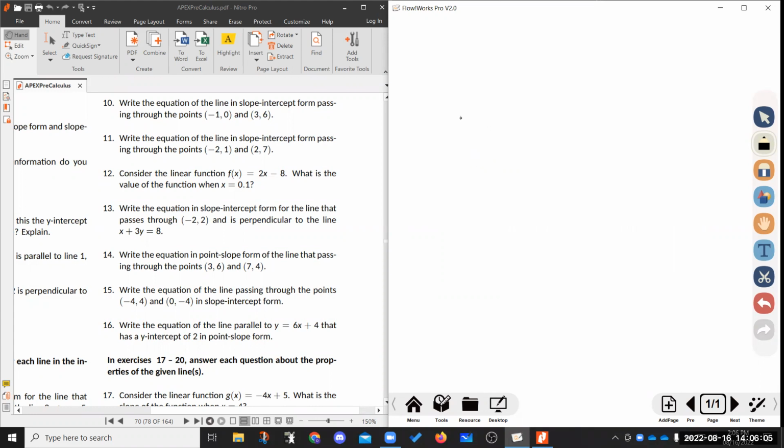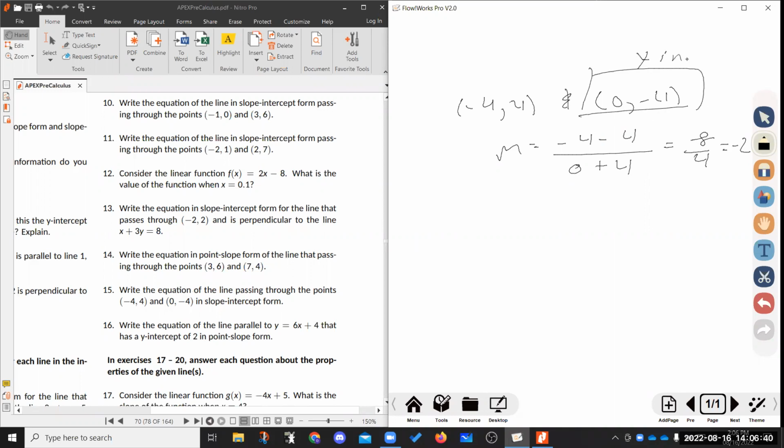Write the equation of the line passing through the points (-4, 4) and (0, -4) in slope-intercept form. So let's see, my slope is going to be negative 4 minus 4 over 0 plus 4. So negative 8 over 4 is a negative 2. And my y-intercept is given to me. So y is equal to mx plus b. There it is.